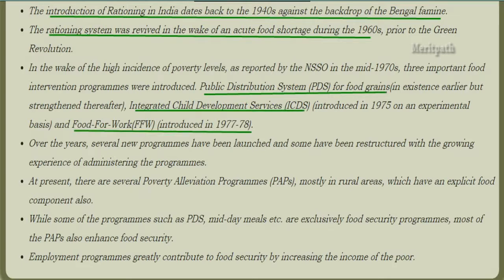So these three public food intervention programs are Public Distribution System for Food Grains, Integrated Child Development Services and Food for Work. And over the years, several new programs have been launched and several have been restructured with a growing experience of administering the programs. Till date, there are several poverty alleviation programs in rural areas which have explicit food components also.